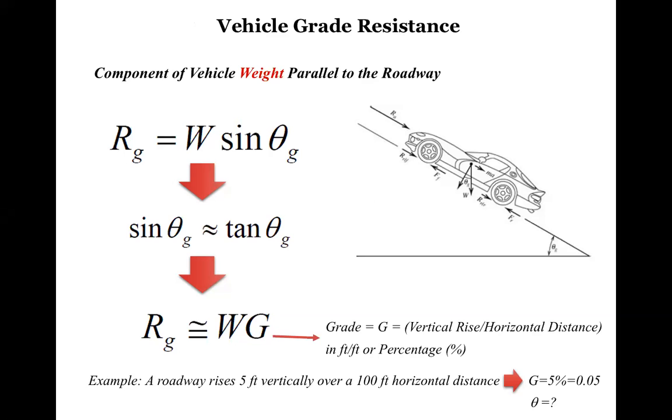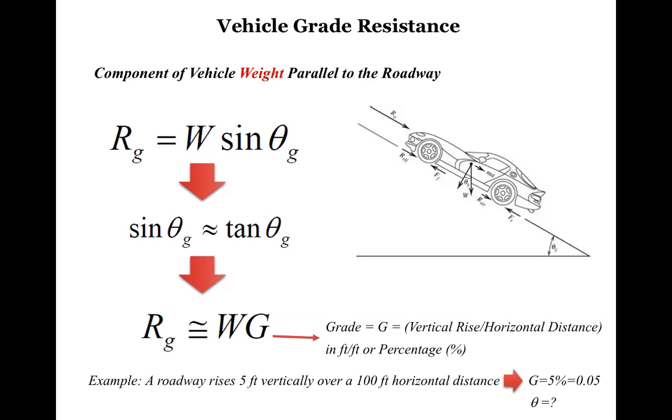So for example, or another very quick class activity. Let's say a roadway rises 5 feet in vertical direction over 100 feet horizontal distance, right? If you want to calculate the grade of this road, it's basically the slope of the road or tangent of theta, and that's going to be the amount of vertical rise, which is 5 feet, divided by the amount of horizontal distance, which is in this case 100 feet, and that's 5 over 100, or 5%, right?